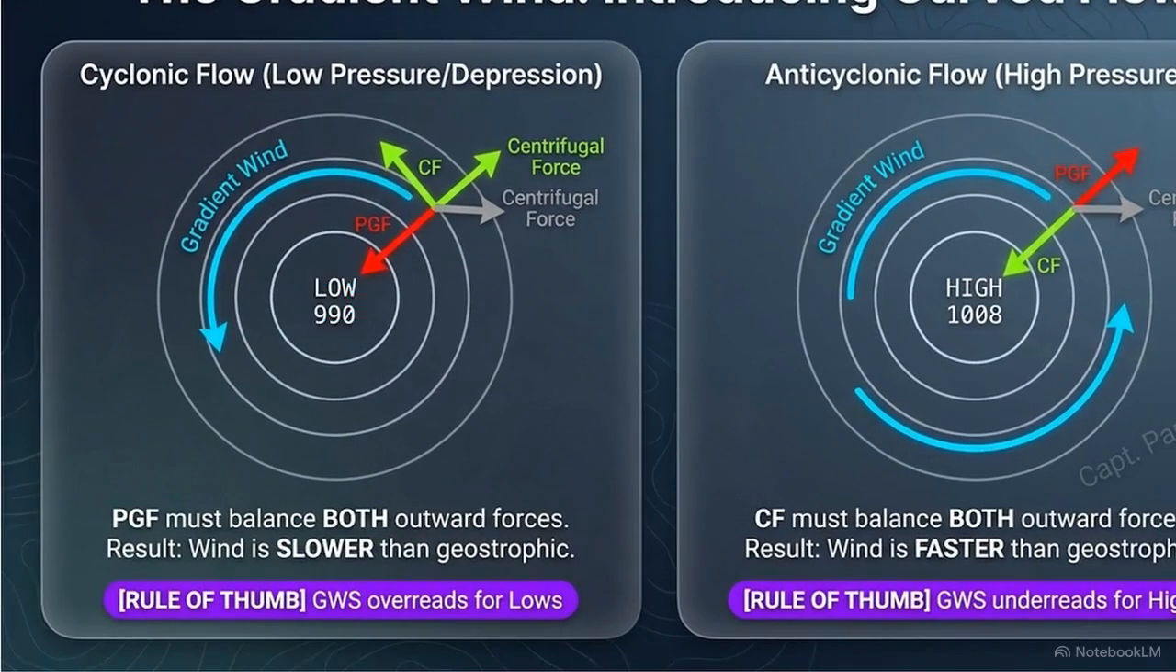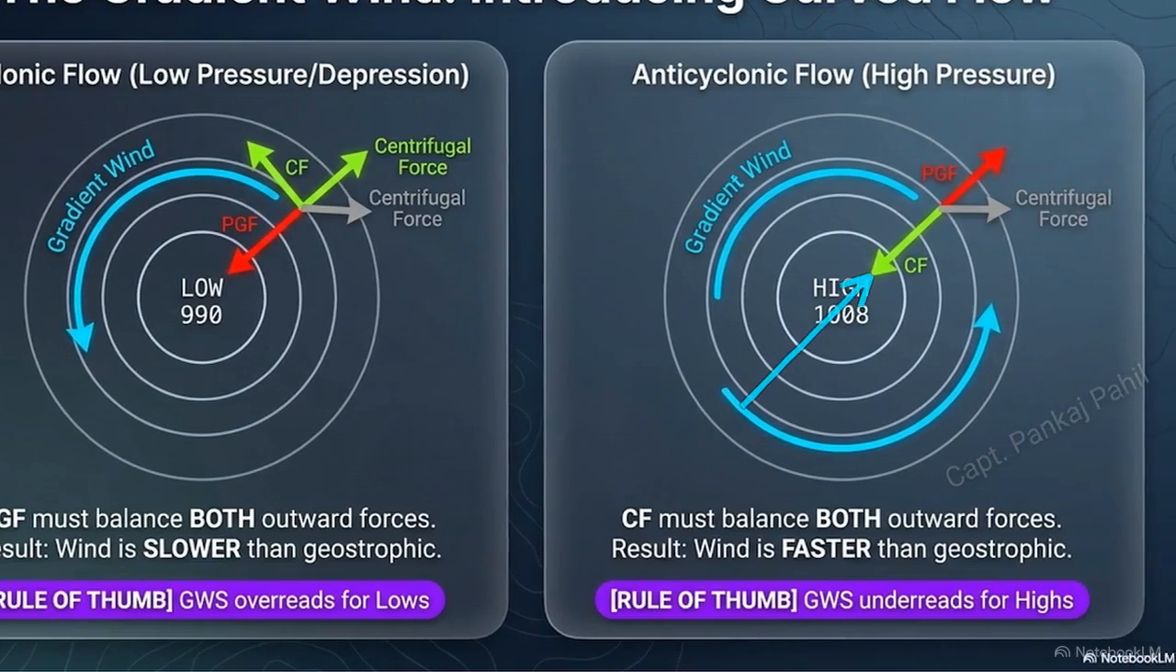For cyclonic flow to remain parallel to the isobars, the inward pressure gradient force must be strong enough to pull against the Coriolis force and the outward centrifugal force simultaneously. Because PGF is fighting two outward forces, the resulting gradient wind speed is physically slower than it would be in a straight geostrophic system. Now look at the right panel showing a high-pressure center.